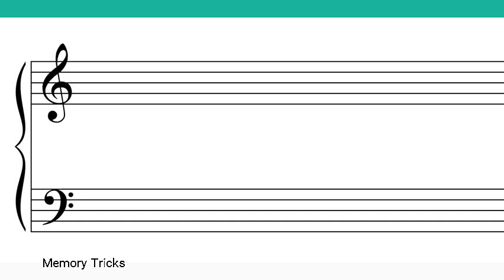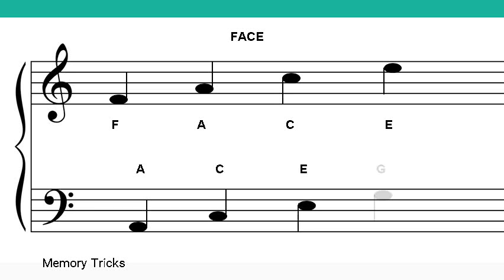So here are some quick memory tricks to help you remember where those pitch names are. For the treble clef, if you go in between the lines on the spaces, we have F, A, C, and E, or the word face. And in bass clef, we have A, C, E, and G. And a quick little memory trick for that is all cows eat grass.